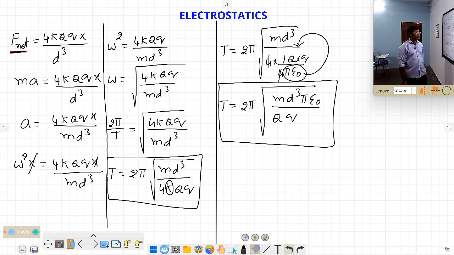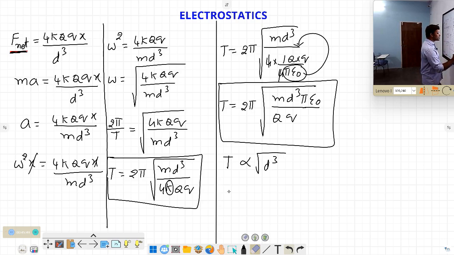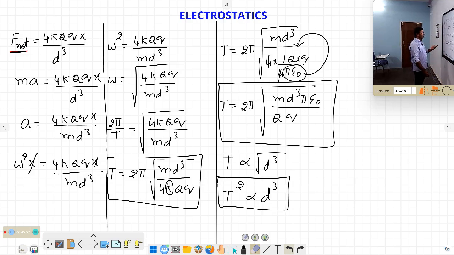You have to check that T is equal to 2 pi under root of m d cube pi epsilon naught by Q q. So if you come across this T, it is directly proportional to the square root of d cube. Squaring on both sides, I can write T square is proportional to d cube. So check the options. According to that, we can decide. Before that, here we took the acceleration as omega square x. This is also in the form of omega square x, because we compared it as omega x. So it is giving the condition of SHM.